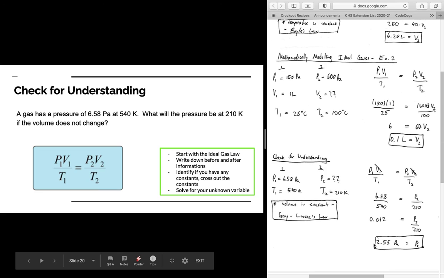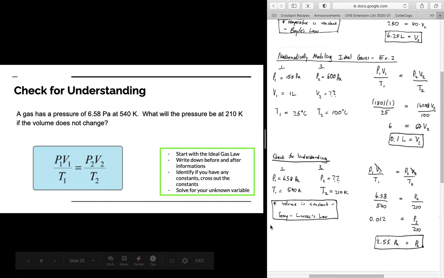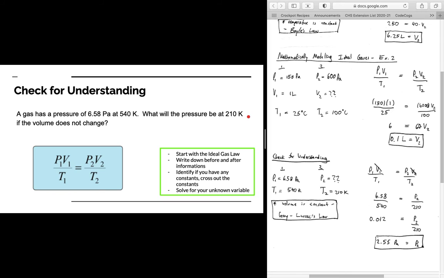All right, so let's go to the solution here. We note that our initial pressure is 6.58 pascals. We note that our initial temperature is 540 Kelvin. Our final temperature is 210 Kelvin, and then we're asked to solve for the final pressure, P2. We note that volume is constant. It says that volume does not change.